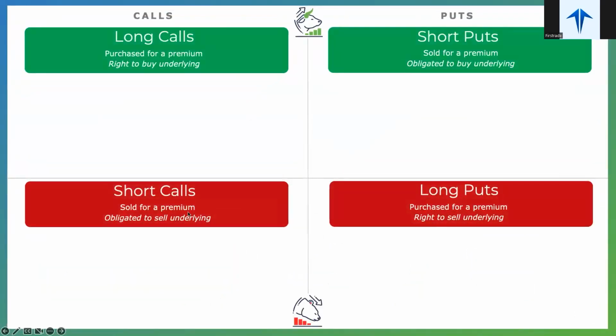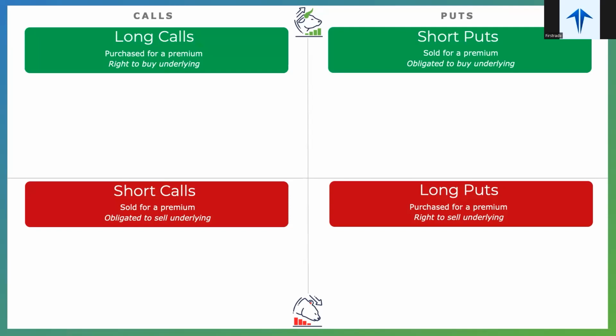And that's me, the short call holder. So that's how we say there's a mirror reflection of each different strategy. And what you'll notice is this is also color coded. Bullish strategies are found at the top and bearish strategies are found at the bottom.